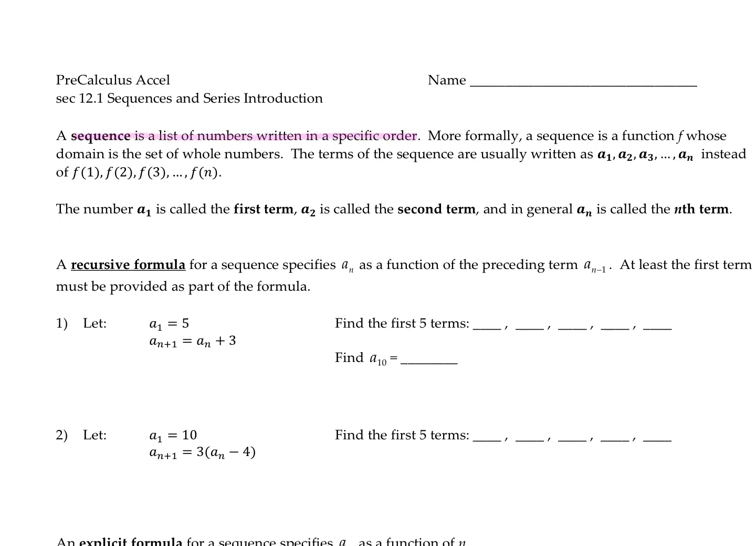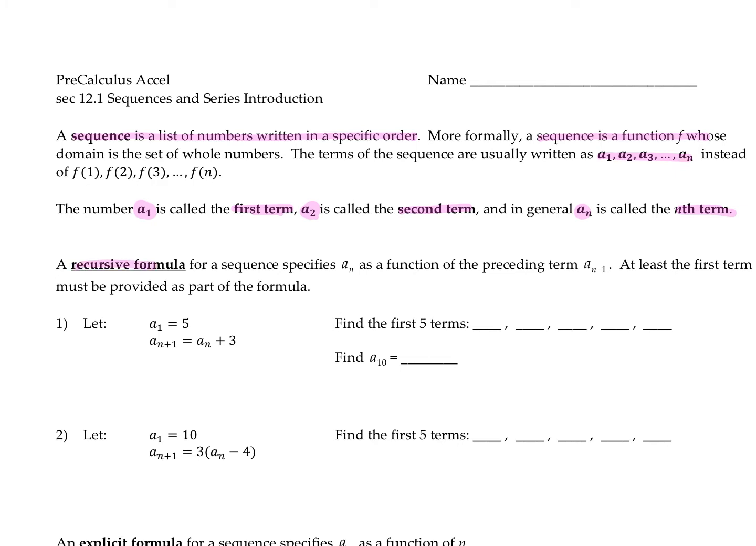More formally, a sequence is a function whose domain is the set of whole numbers. The terms of the sequence are usually written as A1, A2, A3, all the way to AN instead of f of 1, f of 2, f of 3, so on and so forth. We use the term A1 to signify the first term, A2 to signify the second term, and then again AN, that's the nth term.